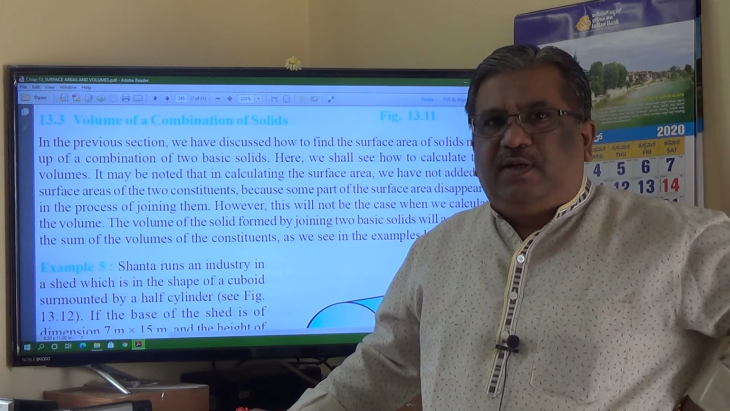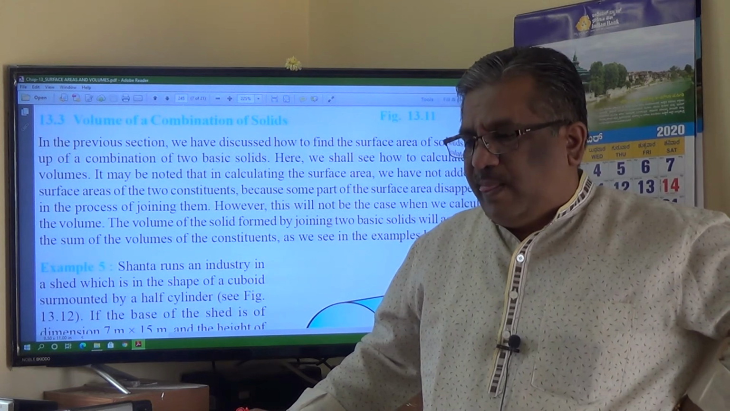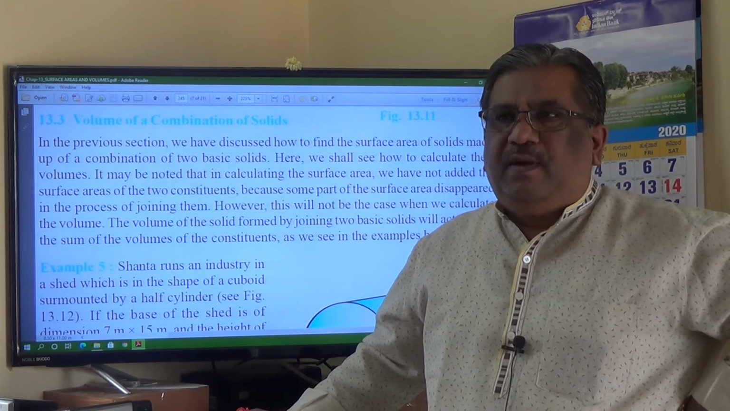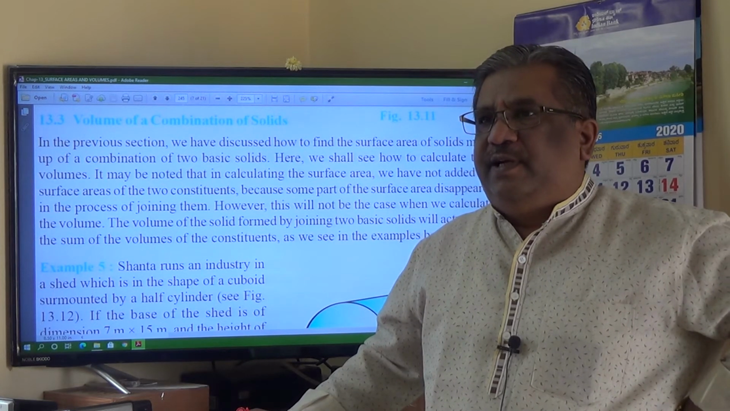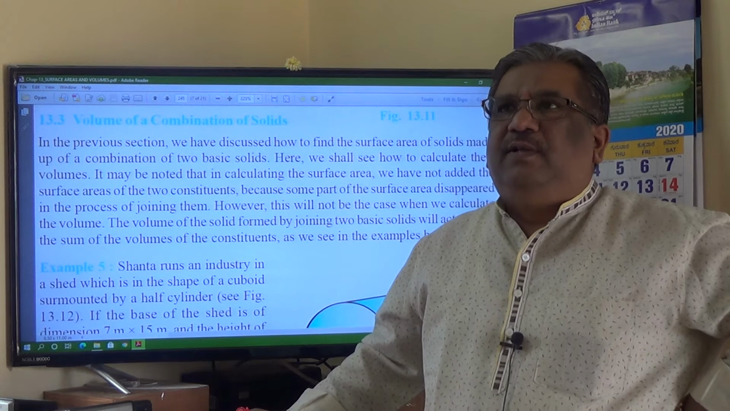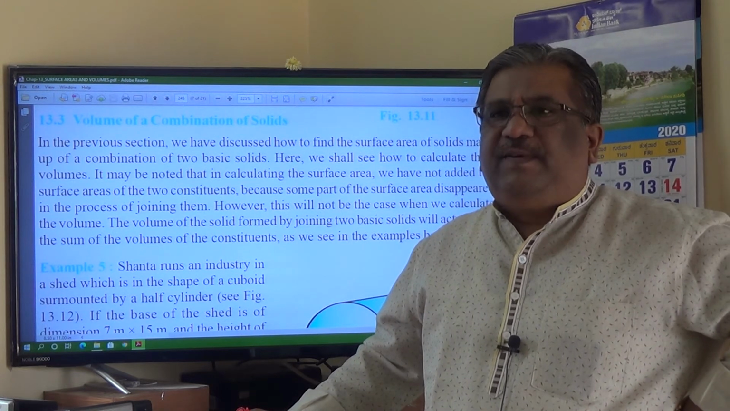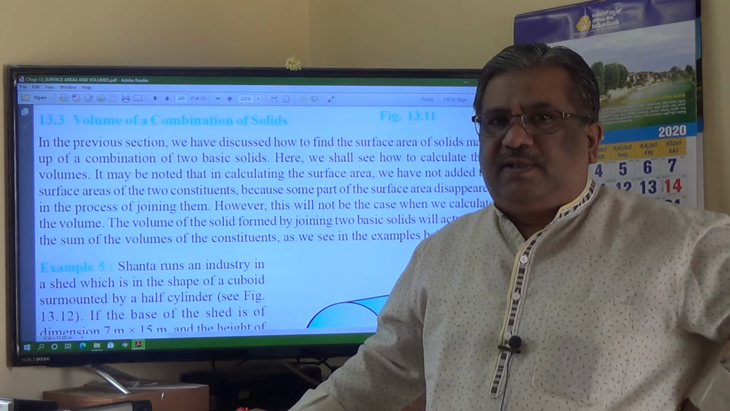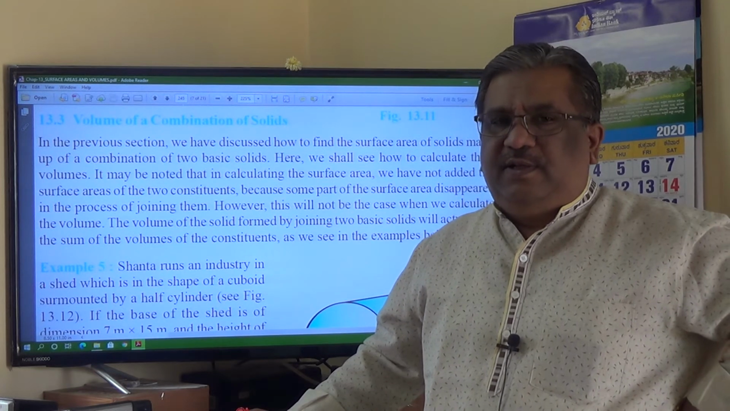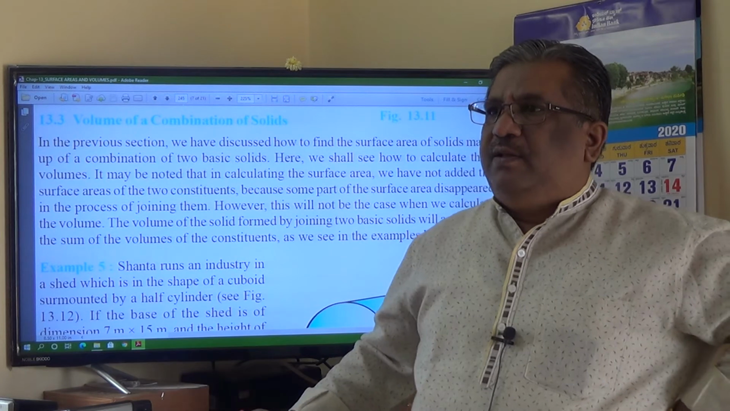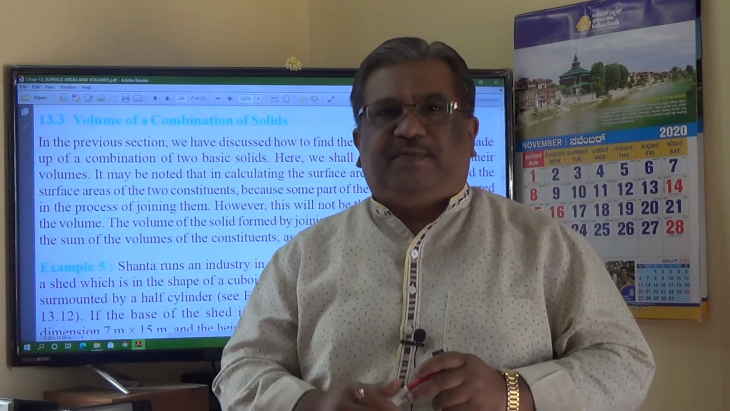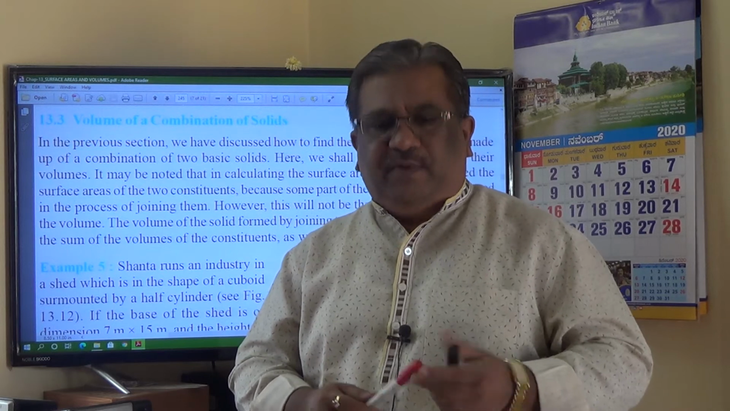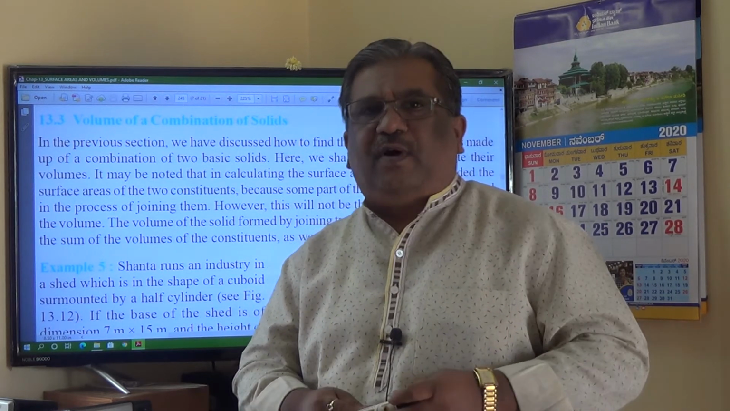Today we'll solve some numericals on volume of combination of solids. In our last class we studied and also solved the numericals based on surface areas, that is the total surface areas of combinations of solids. In this section we are going to study the volume of the combination of the solids, for which you have to remember all the formulae. Without formulae it is very difficult to solve.